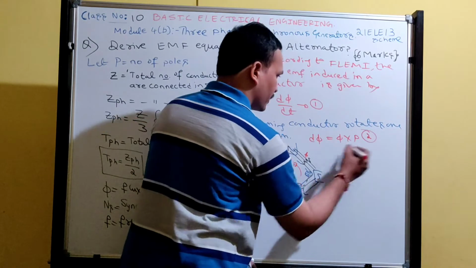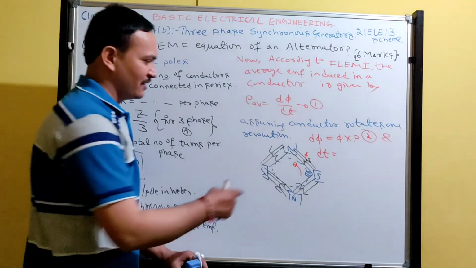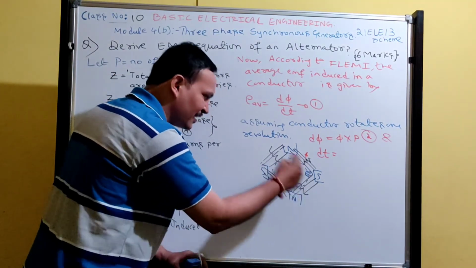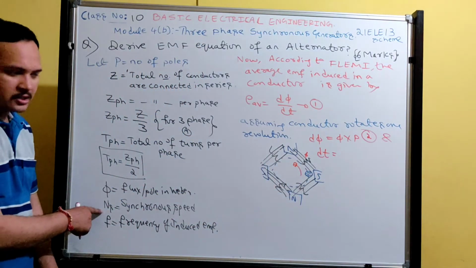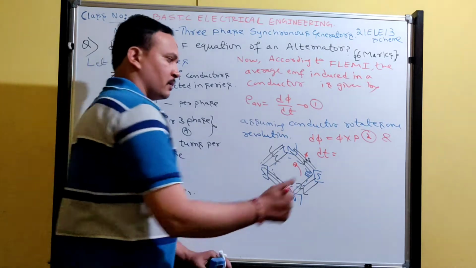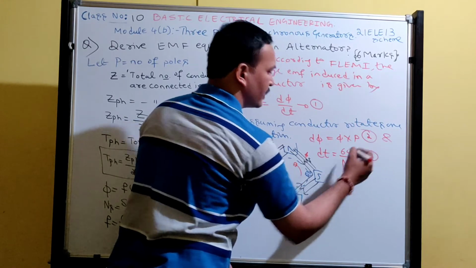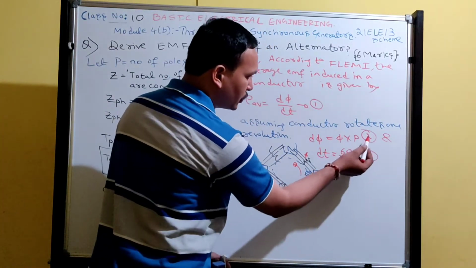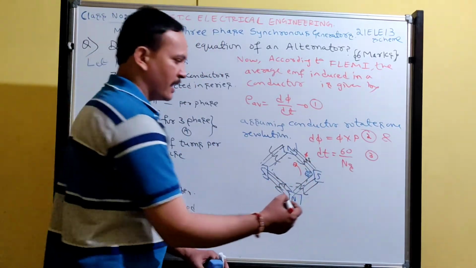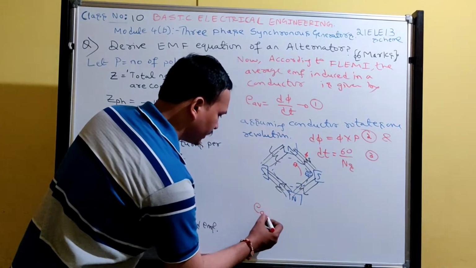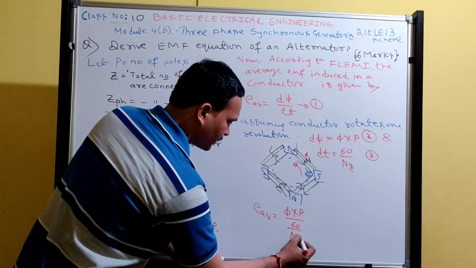And the time taken to complete one rotation: how much time does it take to complete one rotation? This conductor runs at a speed called Ns, the synchronous speed. To make one rotation, the time required is 60 by Ns. Take this as equation number 3. Now substitute 2 and 3 in 1. dΦ is replaced by Φ P, and dt is replaced by 60 by Ns.